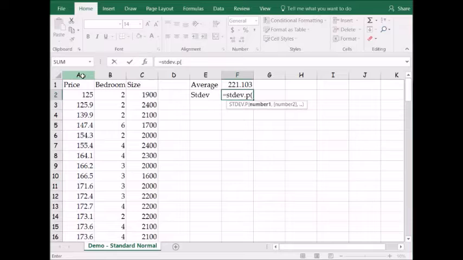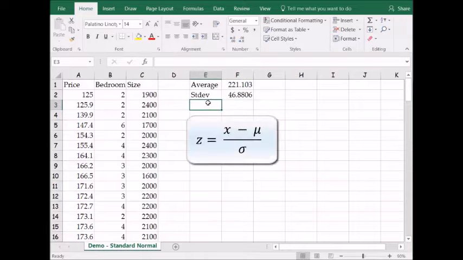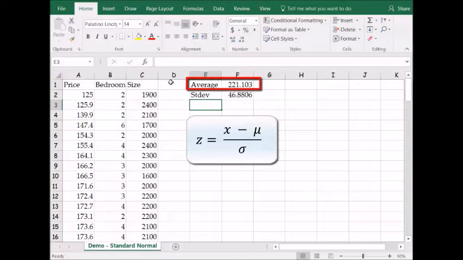Notice that because this is a population, I'm using the STDEV.P, or population form of the standard deviation equation. Now that we've got the average and standard deviation calculated, we can transform the price column to a z-score. The formula for z is x minus mu over standard deviation. We now have all of those values here. X is represented by our price. Mu is the average of the population. Standard deviation is a measure of variation around the population mean.